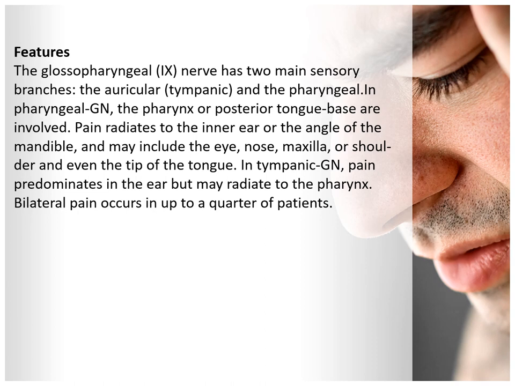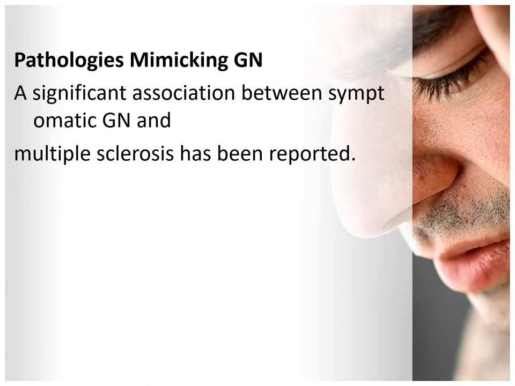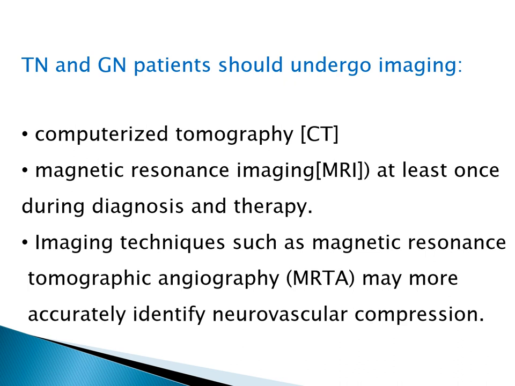Pain radiates to the inner ear or the angle of the mandible and may include the eye, nose, maxilla, or shoulder, and even the tip of the tongue. In tympanic GN, pain predominates in the ear, but may radiate to the pharynx. Bilateral pain occurs in up to a quarter of patients. Pathologies mimicking GN: a significant association between symptomatic GN and multiple sclerosis has been reported.